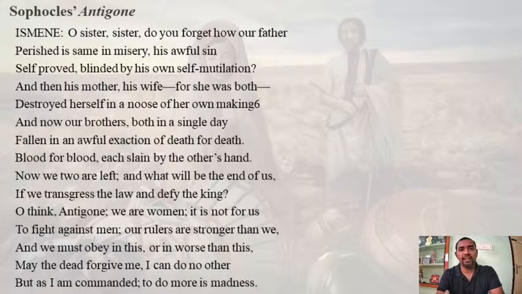So it's not only that Ismene is afraid, she is also weak. She is also weak at heart. She says, we are women. It's not for us to fight against men.